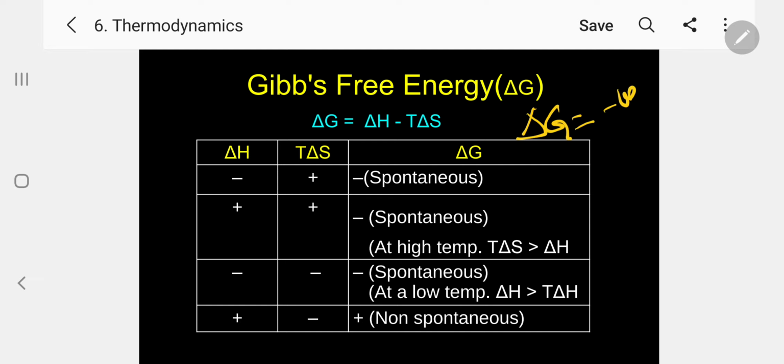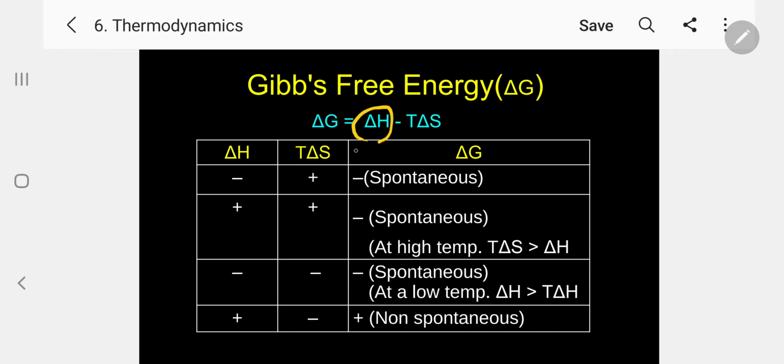So what are the conditions we have? Let me now give the forms of delta H, T delta S, and delta G values. Whenever delta H is negative, it is an exothermic reaction. If it is positive, it is an endothermic reaction. You know this already. And delta G depends on the temperature and entropy change. So let me take the first condition, please follow.